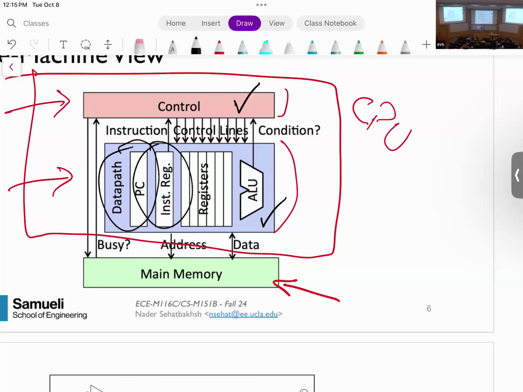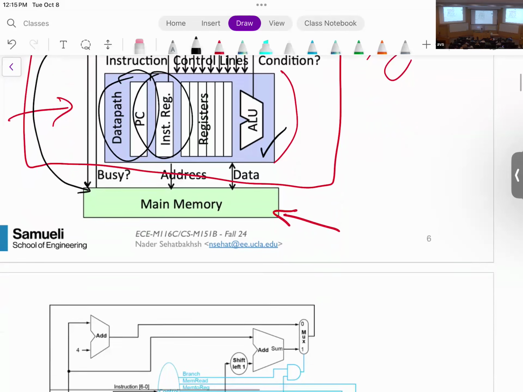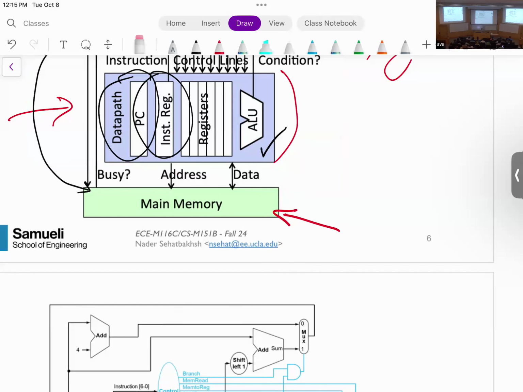And as you can see, there are lots of control signals and conditions that are going back and forth between the controller and the data path. This is how we're going to basically control this. Of course, the controller also needs to talk to the main memory for some instructions and some control signals. So we're going to talk about that as well. And then finally, the main interface between the memory and the CPU is the address and data, right? So we provide the address, we read the data, or we can also provide the data if this is, let's say, a store instruction, right?